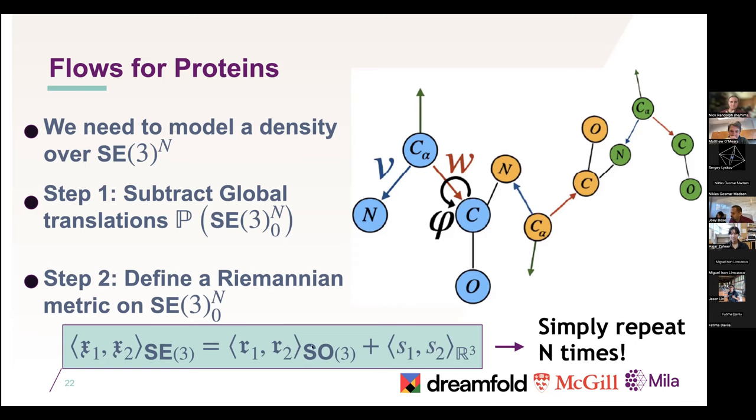And this is really nice for us, because what this means is that we decouple SO3 and R3 for each residue, which means that you can treat all the residues separately in some sense, right? You can have a separate flow for all the different residues, because this metric decomposes very nicely. If we had chosen a different metric where these two things would be more entangled, we wouldn't have this freedom. So this choice is not arbitrary.